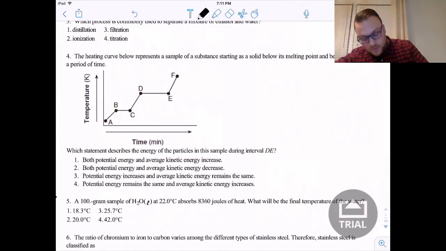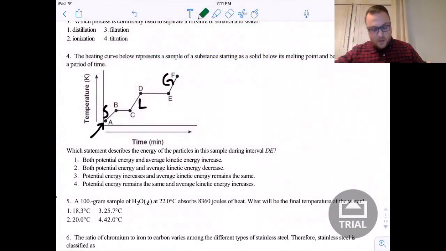You see that you start at a low temperature. And since you start at a low temperature, it should be fairly obvious to you that you start as a solid. So AB is a solid, CD is a liquid, and EF is a gas.